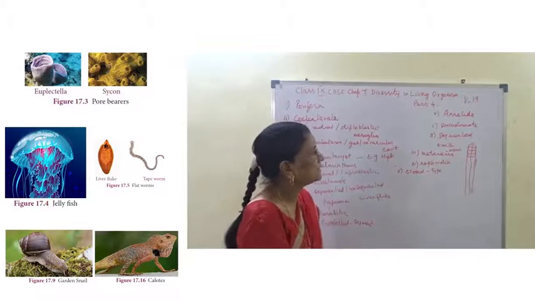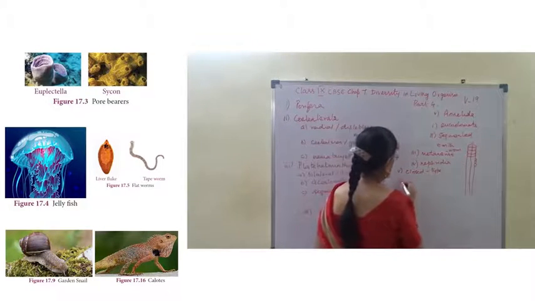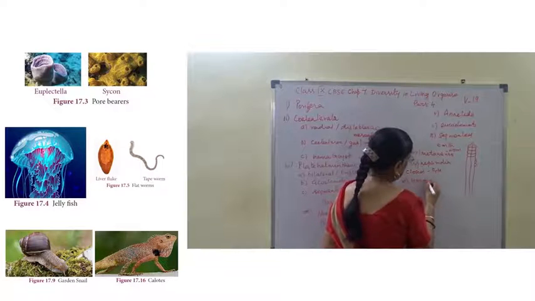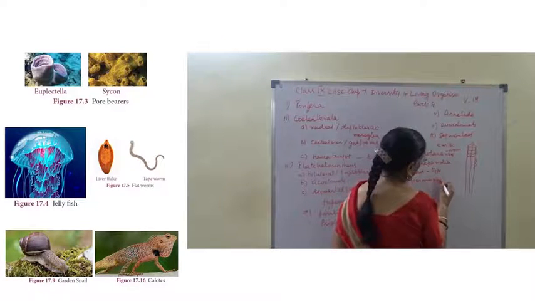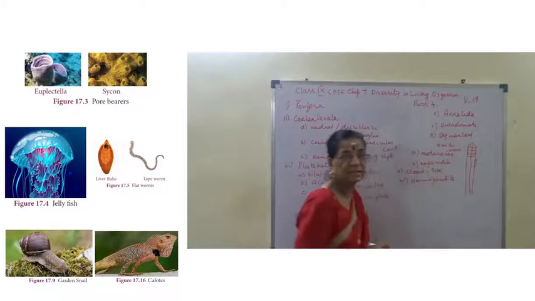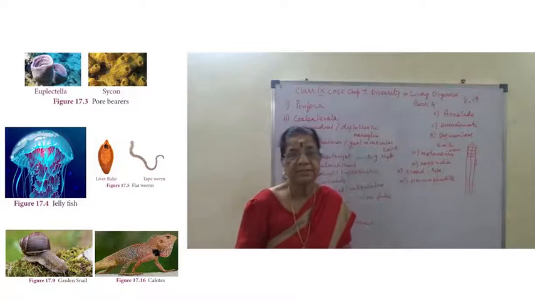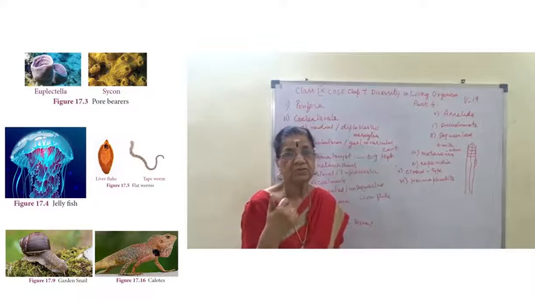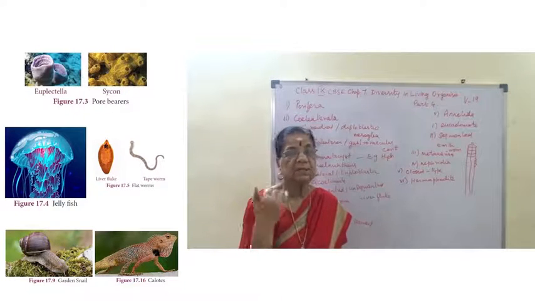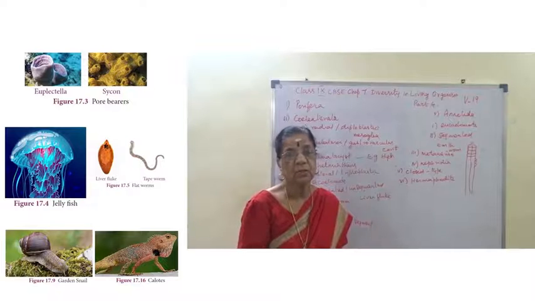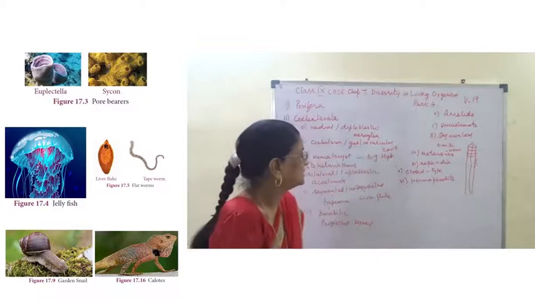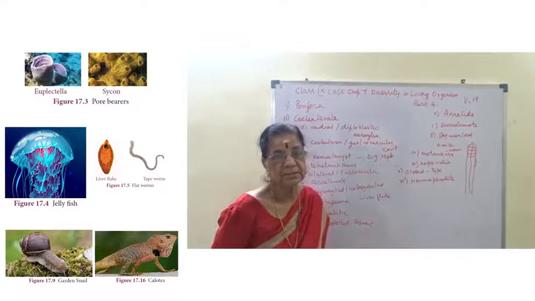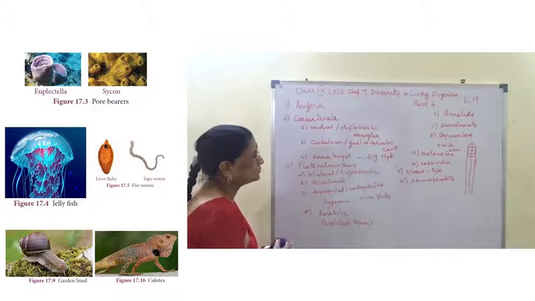In phylum Annelida, the earthworm is hermaphrodite. Hermaphrodite means both sex organs, testis and ovary, are present in the same animal. So it shows sexual reproduction, but the male gonad matures first, and then the female sex organ, the ovary, matures next. So this is a hermaphrodite organism. I hope you understand this. These are the features of phylum Annelida.